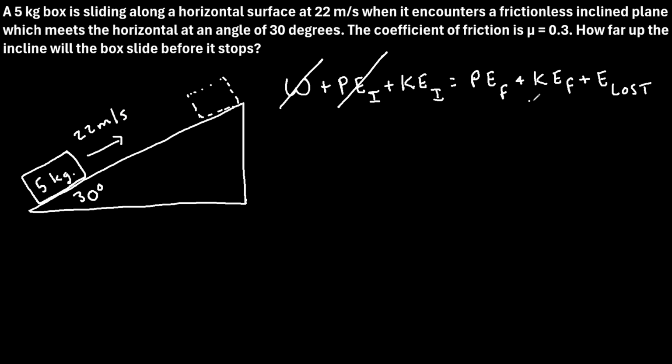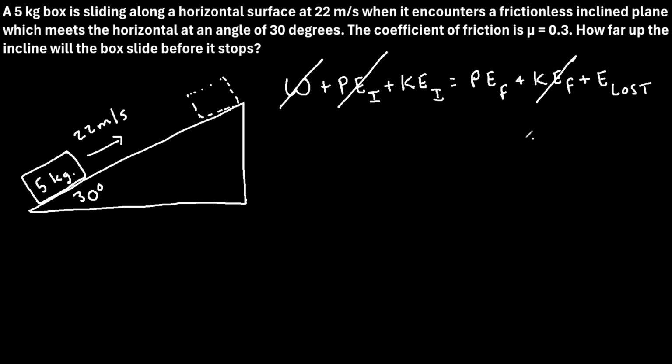Now, if we move to the right side of the equation, the box is going to have some final potential energy because once the box is up here on the incline, it will have a certain height associated with it. But remember we said we're interested when the box stops. So when it stops, it has no kinetic energy, so there will be no final kinetic energy. And we also know that there is going to be some energy lost due to friction because we're told that the coefficient of friction is 0.3. So really, this whole equation simplifies to the initial kinetic energy is equal to the final potential energy plus the energy lost due to friction.